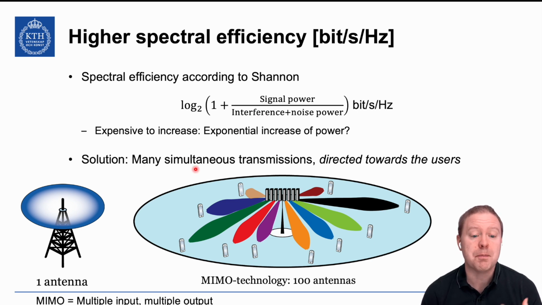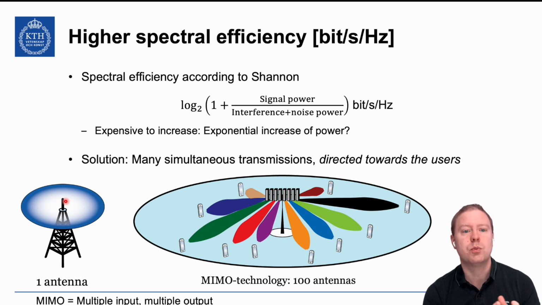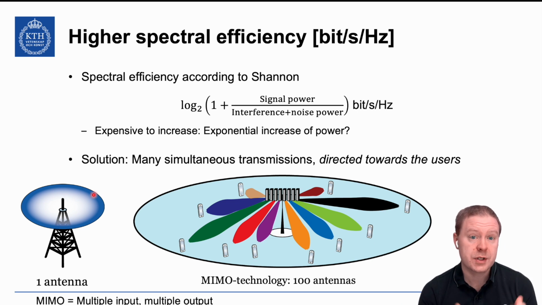So it's about having many simultaneous transmissions that are directed towards the users. If you have a base station with just one antenna that is spreading out the signal over an area, your signal will then be spread over the entire cell that this base station is covering. So therefore, only one user can be active at a time. But if you have a multitude of antennas at your base station, what we call multiple input, multiple output, or MIMO, then the base station can use those antennas to create beams that are focused in different directions based on constructive interference from these antennas.